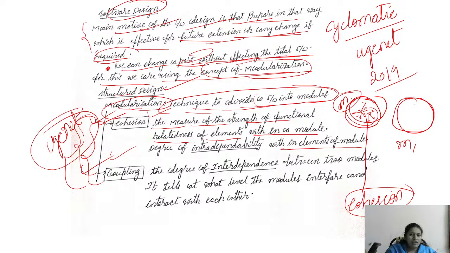Again, in the software, we may have more than one module, right? What is coupling? Coupling means the degree of interdependence between two modules. The dependence between two modules. Here, this is module 1 and this is module 2. The dependency between two modules that interface and interact with each other is called coupling. The interdependence between two modules is called coupling, and the intradependency within a module is called cohesion. Okay.